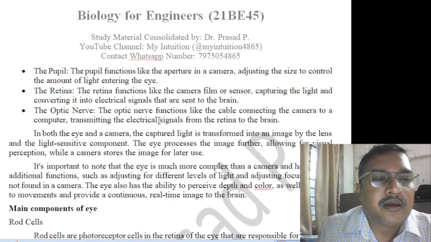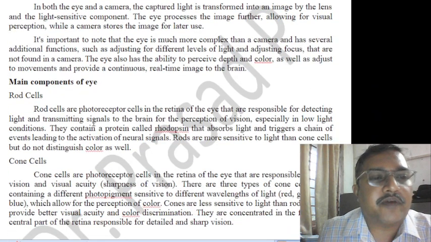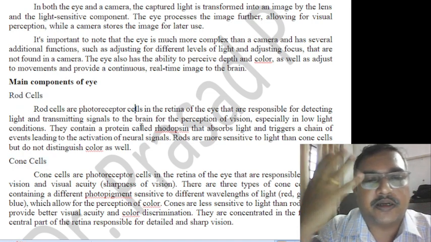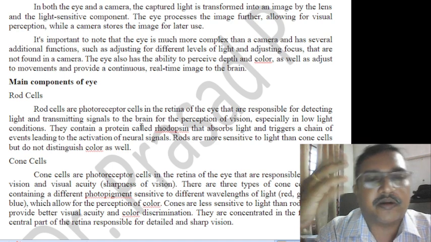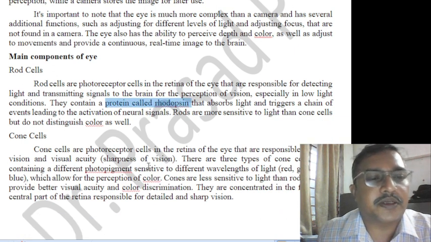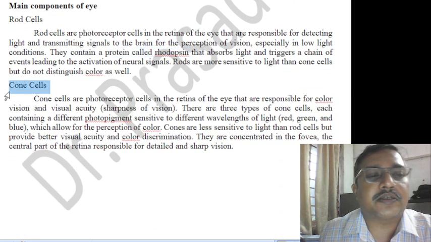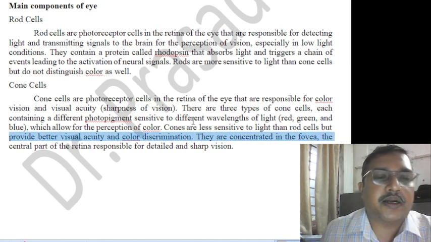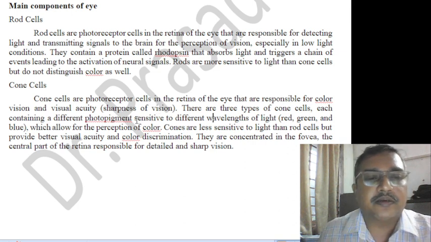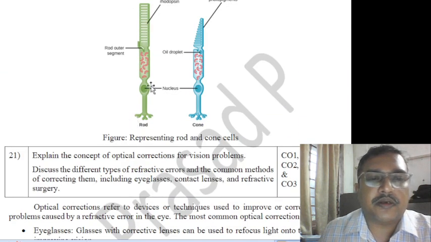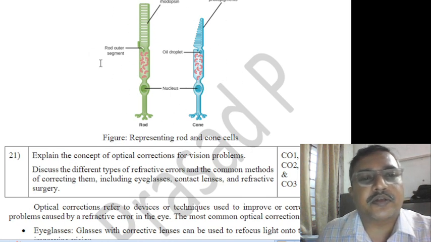Okay, now the main components are rod cells and cone cells. Rod cells are for normal vision, bright light or very little light. That time it will function. It contains a protein called rhodopsin. Main important point. Whereas cone cells are responsible for colored vision. Red, green, and blue colored sensing materials are there. It also gives sharp vision. Okay. And the differences of rod cell and cone cell are represented here. If possible, you can draw this image.